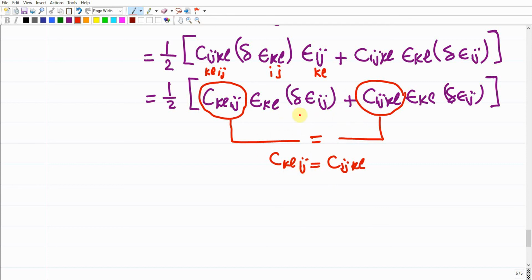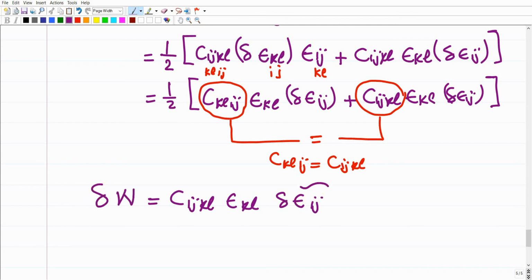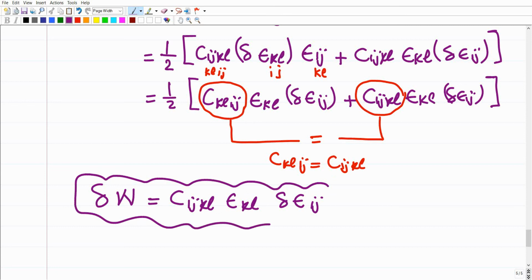So what does it mean? It means that it is fine to consider this one as a common factor. Or in other words, as you can see, we have these two identical terms, so we can combine them and multiply by 2 and times 1 over 2. This is going to give us just C_ijkl epsilon_kl delta epsilon_ij. This is going to give us the first variation of the strain energy density function in linear elasticity.